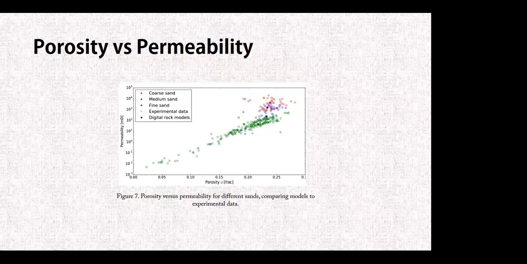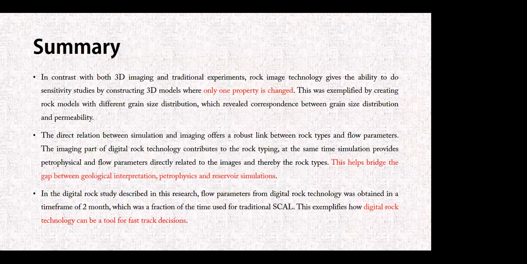We observe that they are all aligned with the permeability trend for the core corresponding experimental values for associated rock types. So the conclusion or the summary of this research: the first one is, in contrast with both 3D imaging and traditional experiments, rock image technology gives the ability to do sensitivity studies by constructing 3D models where only one property is changed. This was exemplified by creating rock models with different grain size distribution, which revealed correspondence between grain size distribution and permeability. The second one is the direct relation between simulation and imaging offers a robust link between rock types and flow parameters.